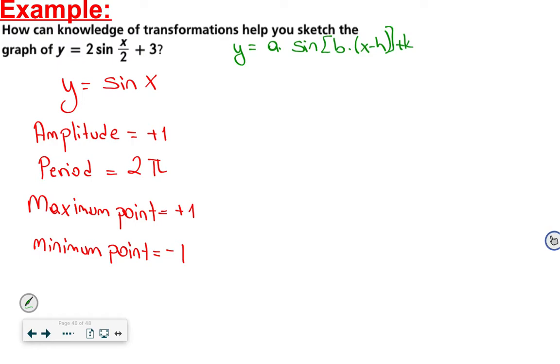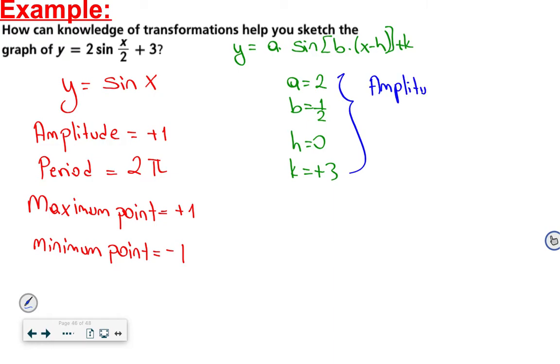When you compare this, you can get A is going to become 2, B is going to become 1 over 2, and there's no H, H is equal to 0. K is going to become positive 3. Now, let's find the amplitude, period, maximum and minimum point of this transformed function. Because A is 2, your amplitude of the transformed function is going to become positive 2.